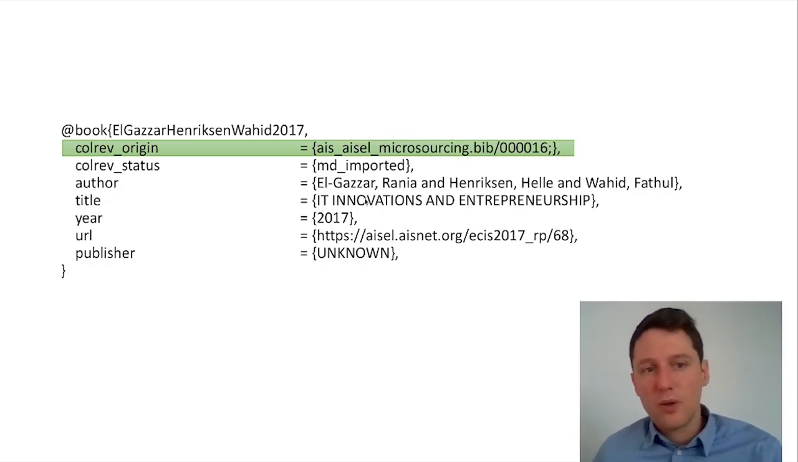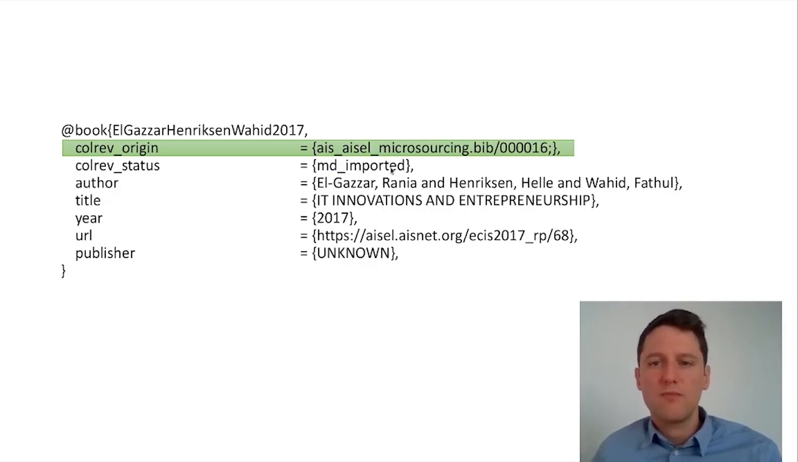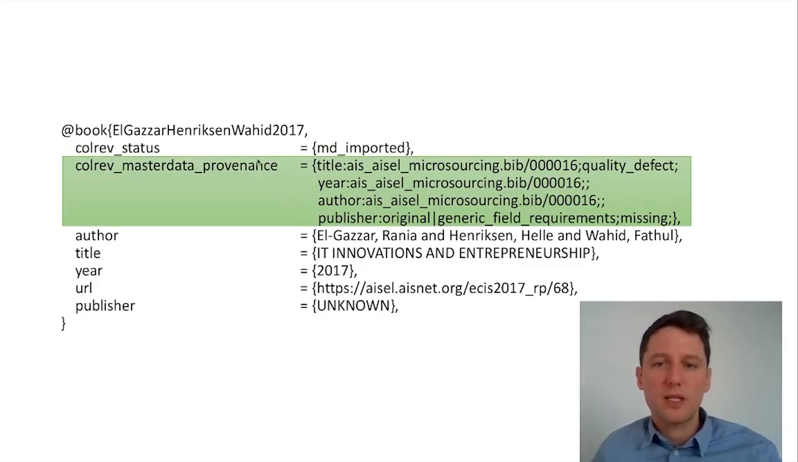Now the CoLRev origin points to the original record in the search source, so it's important to keep track of that. Now the prep operation also uses provenance data, describing where each field comes from and whether there is a quality defect. For example, the title comes from this source and it has a quality defect because everything's in capital letters.